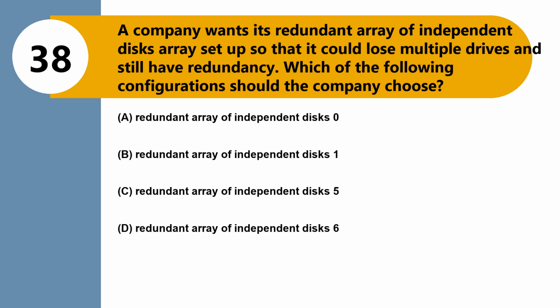Question 38. A company wants its redundant array of independent disks array set up so that it could lose multiple drives and still have redundancy. Which of the following configurations should the company choose? Option A, redundant array of independent disks 0. Option B, redundant array of independent disks 1. Option C, redundant array of independent disks 5.